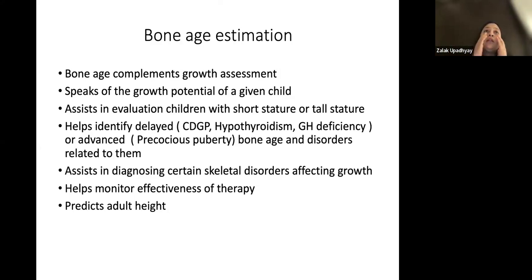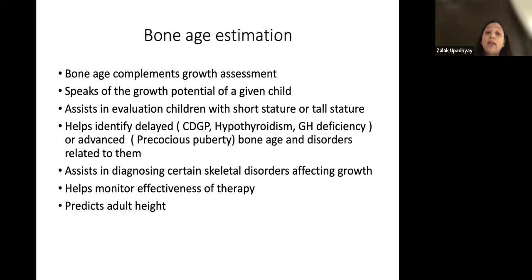Even for normal children we don't use it, but at times the parents are very anxious and come to us, and we tell them that we have done a bone age and this child will reach up to this adult height. We can also predict that. There are a lot of calculations we do, and then we come to a conclusion. So it assists in evaluating a child with short stature or tall stature and helps identify the condition.